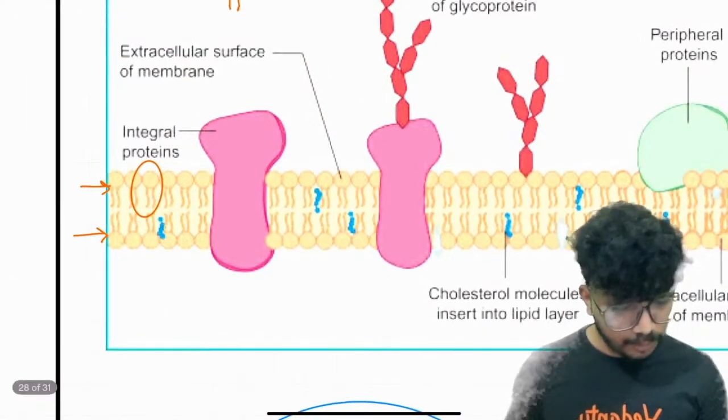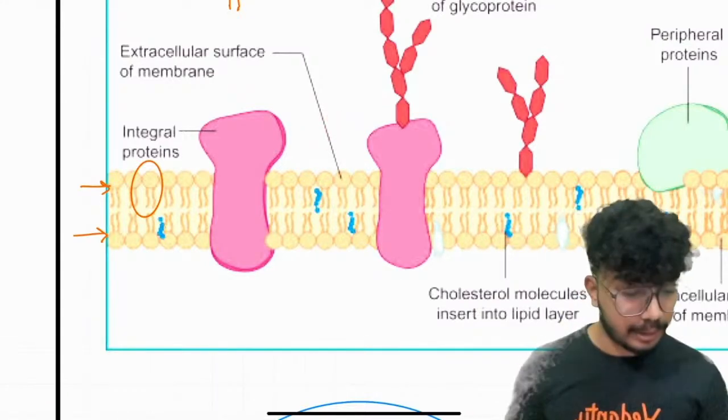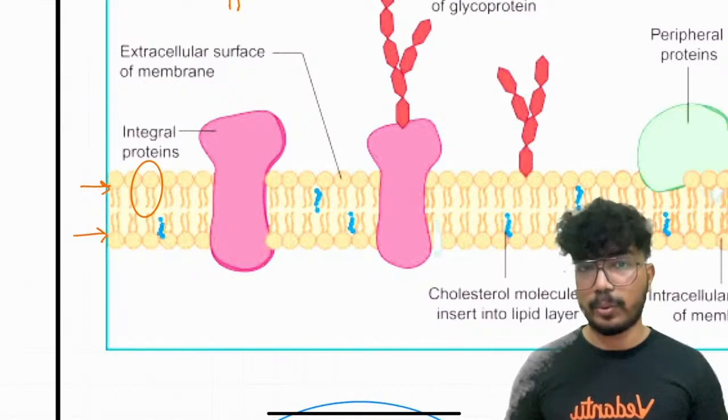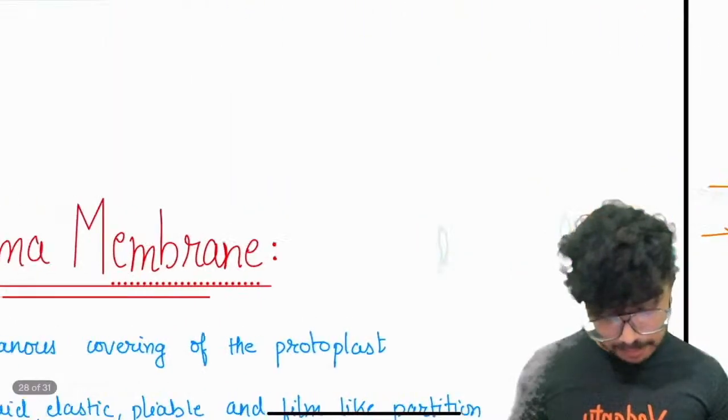If this protein wants, it can go to this side, either way. It can go in a particular direction. So the lateral movement of the proteins is allowed. That shows the quasi-fluid nature of the plasma membrane, right?